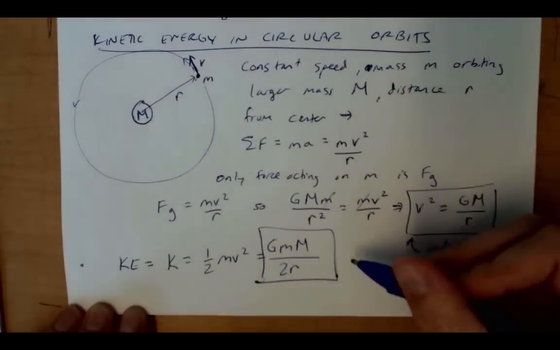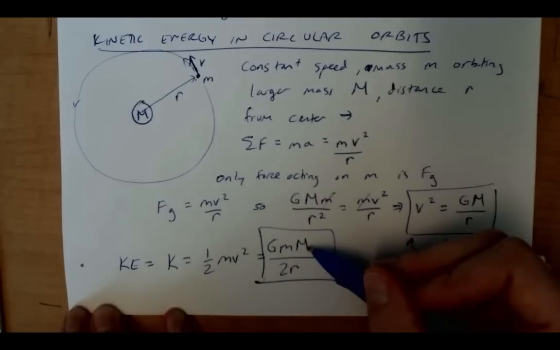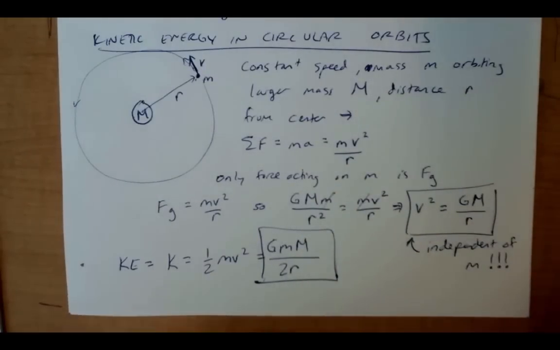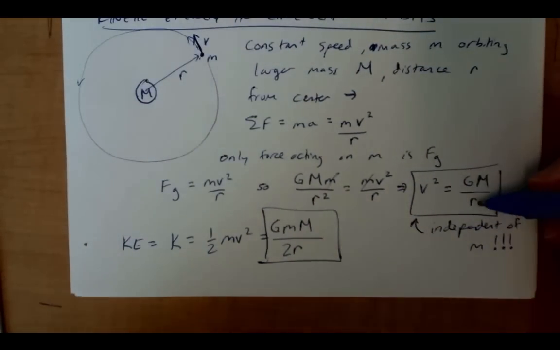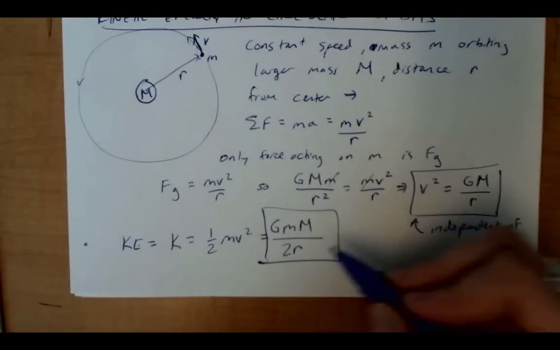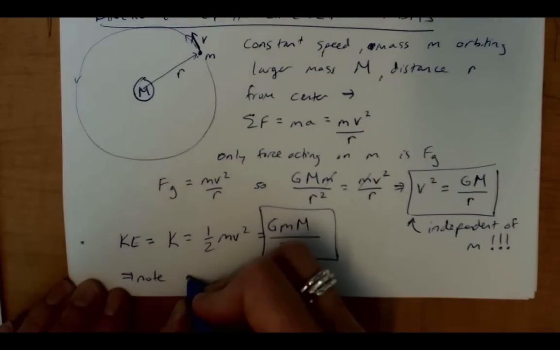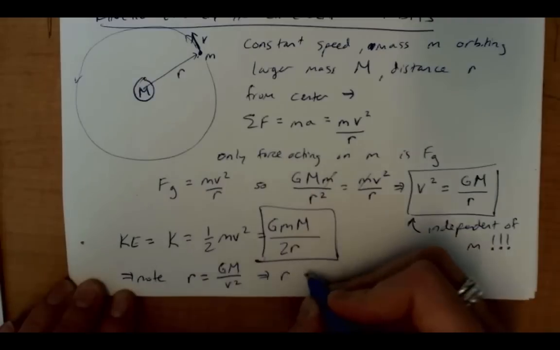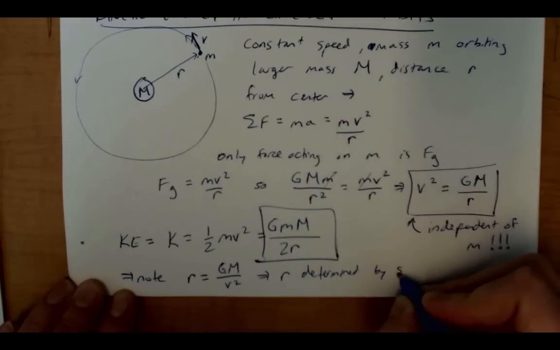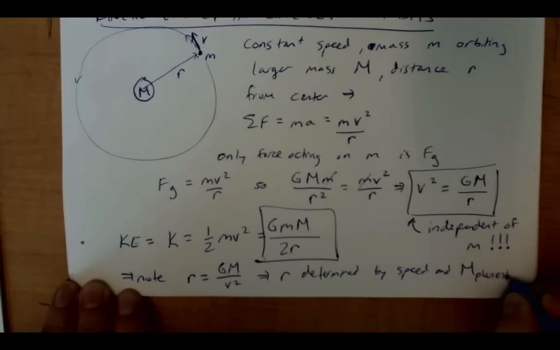So now we have an expression for the kinetic energy of an object, mass m, in circular orbit around a larger mass, capital M, and separated by a distance r. Since this is independent of m, we can note again that the speed is determined by the radius, but that also lets us say that the radius is determined by the speed and by the mass of the planet. So you can say that the radius is equal to G times M over v squared. So r is determined by the speed and by the mass of the planet or star, as the case may be.